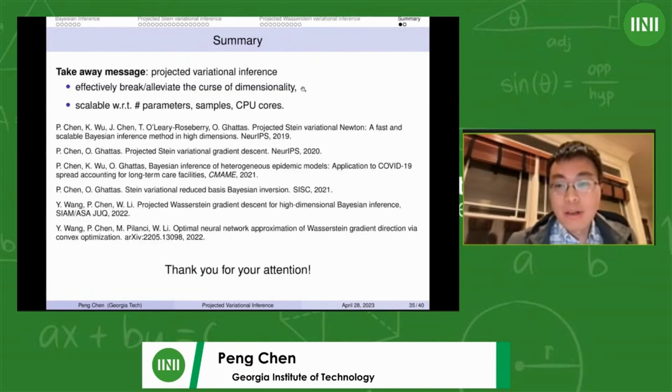All right, that's pretty much what I want to talk about. And essentially, the take-away message is that by the projection, by the dimension reduction, by the proper curvature information that is built into the variational inference, you can effectively break or alleviate the curse of dimensionality. Also, we demonstrated the scalability of this algorithm with respect to the number of parameters, the number of samples, and also with respect to computing power, the number of CPU cores.